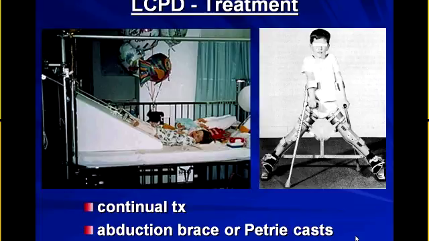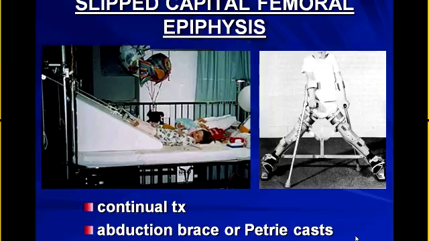And I'm going to show you a later picture which has the Petri cast. That can also be used here, and I'll show you a picture of that and comment on it. So again, the whole idea is to allow for normal position of the head in the acetabulum to allow the blood supply to be restored. Surgically, they try not to do surgery, but if it's necessary, they can do an osteotomy, which is a removal of a piece of bone, again, the purpose being to maintain the head in the acetabulum.